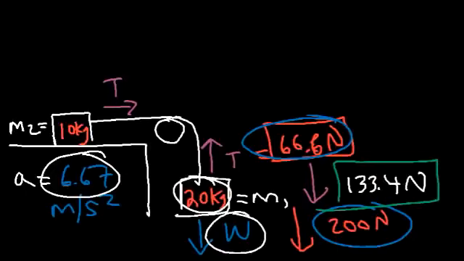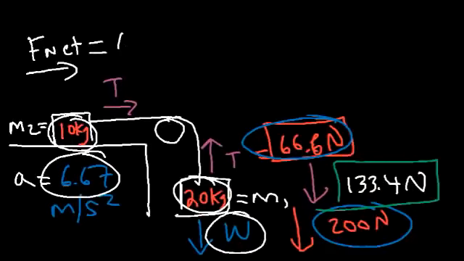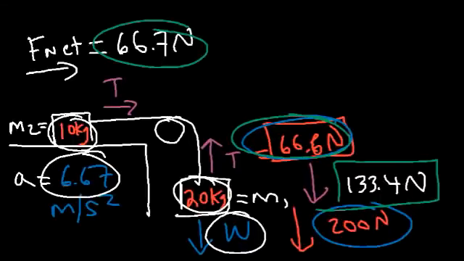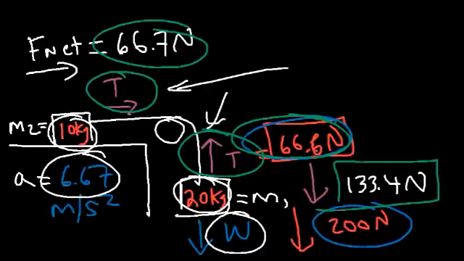Now let's focus on the second object, the 10 kilogram object. If we multiply 10 by 6.67, we have a net force acting on the 10 kilogram block that's equal to the tension force. These two values are the same, therefore the tension forces are equal, which they should be since they're acting on the same rope. And so you know that you've done the problem correctly if these two have the same value.